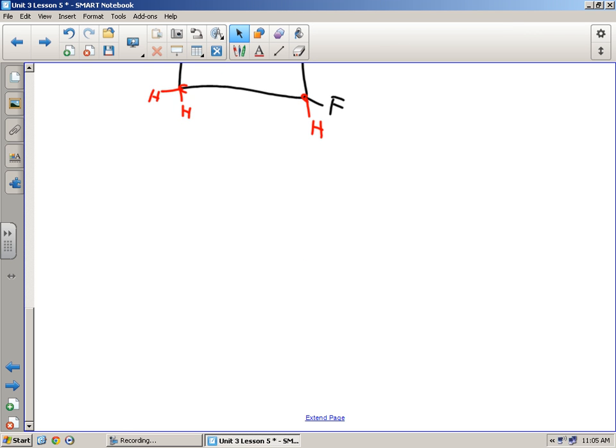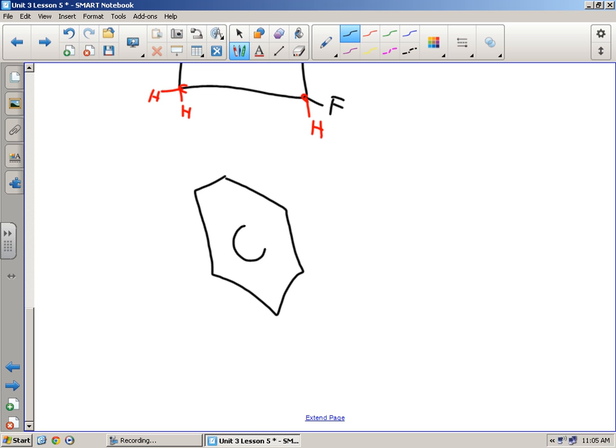Next one here is, what do we got here? Benzene. Benzene, of course, looks like this. And we got 1, 3, and 5 triiodo. 1, 3, 5 triiodobenzene.